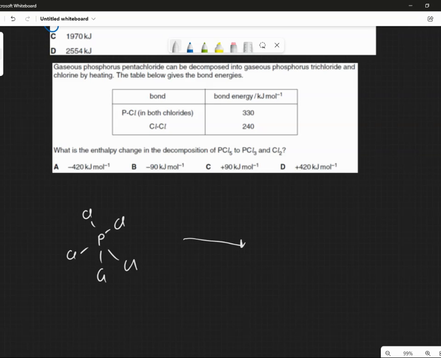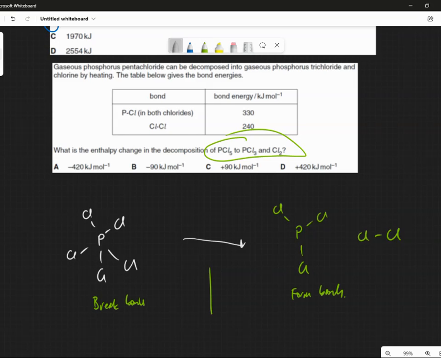I'll continue. Well done. According to the question, we get PCl3. So on the left, I have to break bonds, and on the right, I must form bonds. Breaking bonds is, as we all know, endothermic, so I've got to put energy in to break them. Forming bonds is exothermic, so I get energy out when I form bonds.